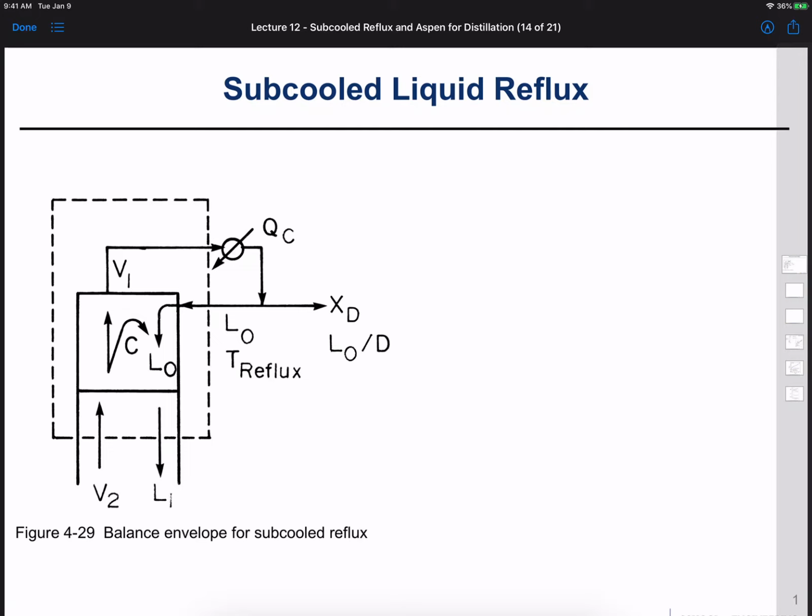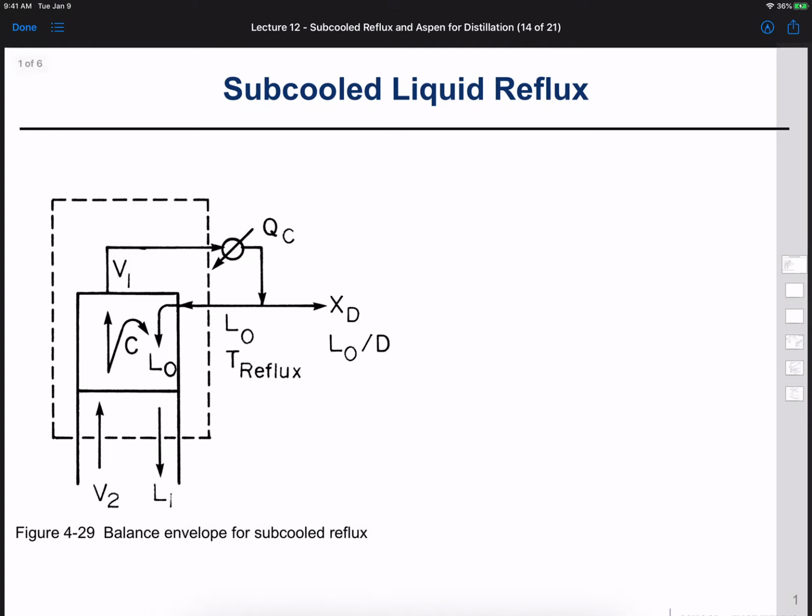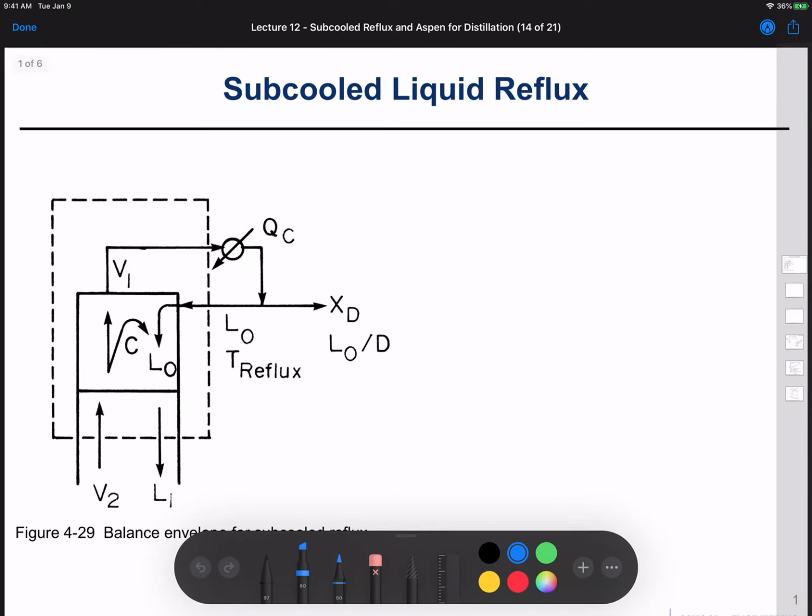This just means that in this situation we're going to be thinking about how to analyze the problem that comes up when we have a subcooled liquid reflux. And again, all the subcooling means is that we are at a temperature that is lower than where we would be if we were on the saturated liquid line on a TXY diagram, for example.